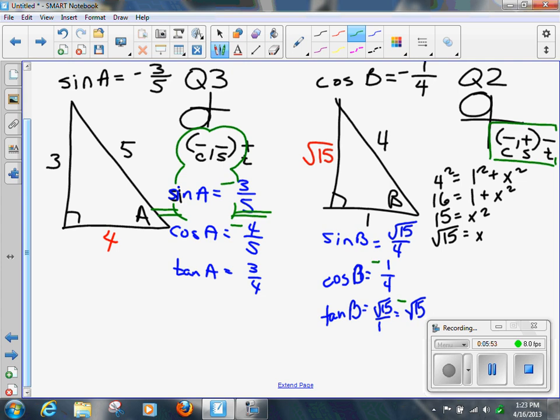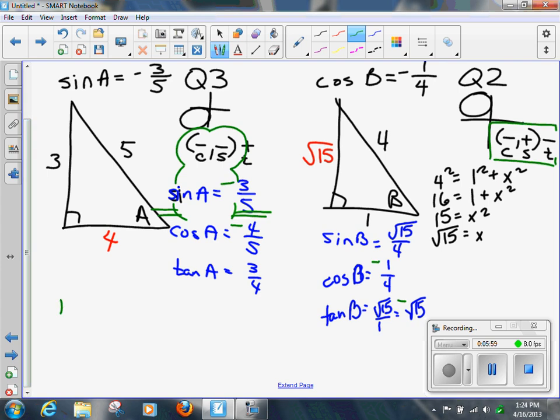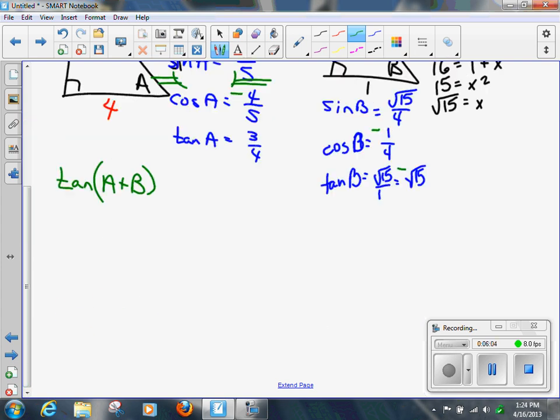What now? Formula. What are we trying to find? The tangent of A plus B. So, formula. Be sure you copy the formula correctly, because wouldn't it be a kick in the head if you do all that work and then you don't use the right formula? That would make me very, very, very angry.